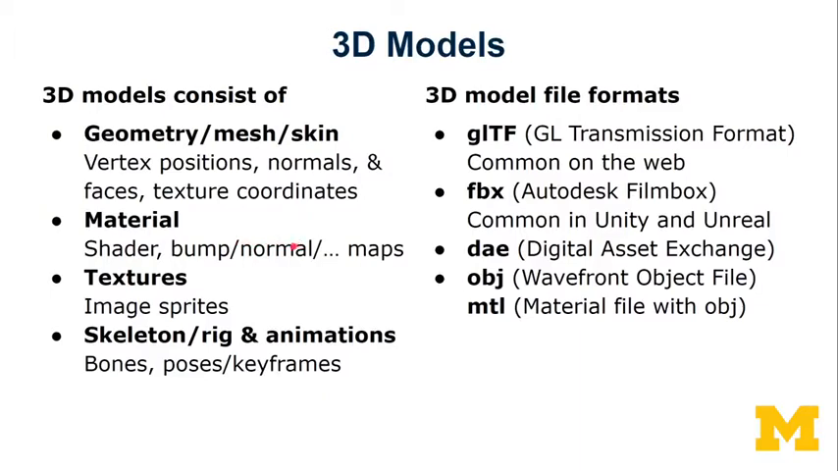And then we have bump, normal, and other kinds of maps or environmental maps. These can be applied to the 3D models in order to not have too many additional vertices and still give it detail. It's a simulation of detail, like a bump map. Textures are the other thing, right? These are the image sprites that are attached or wrapped around the 3D models. And then you can find 3D models online that are rigged, so they have a skeleton inside and they are animated. The rig consists of bones, and then the animations of poses and keyframes.